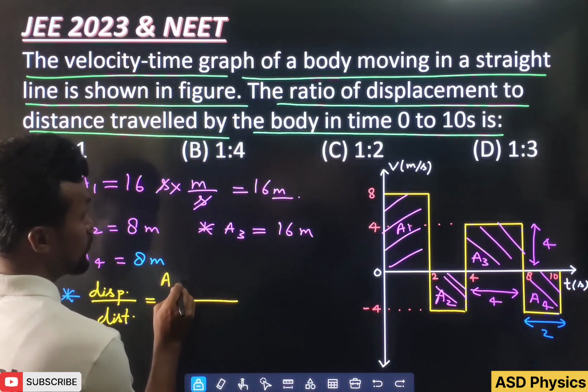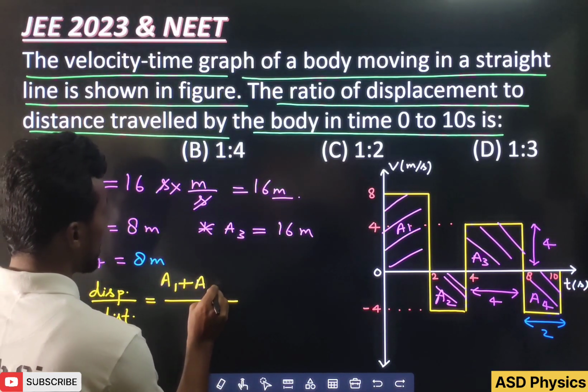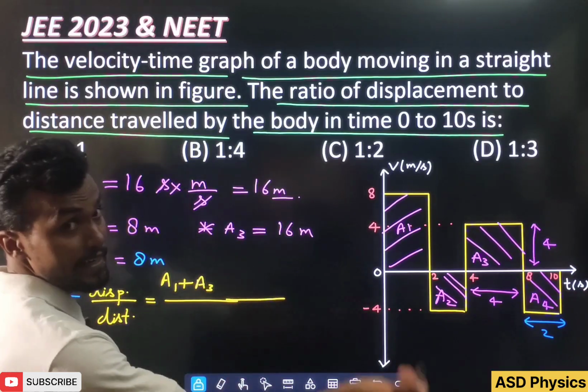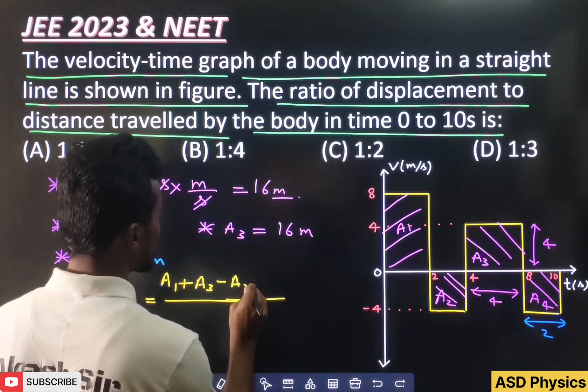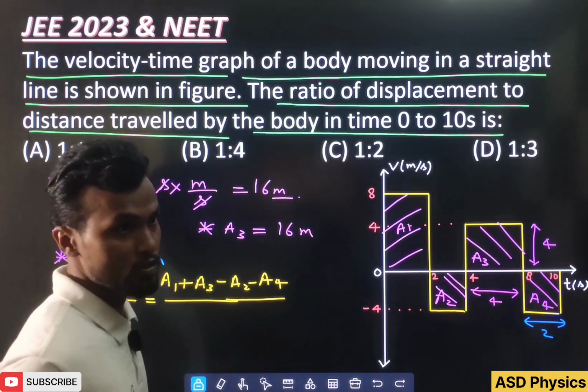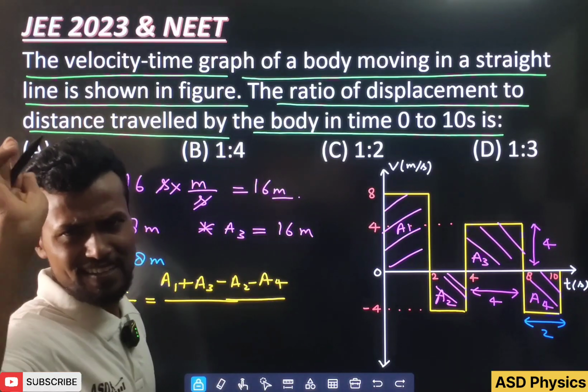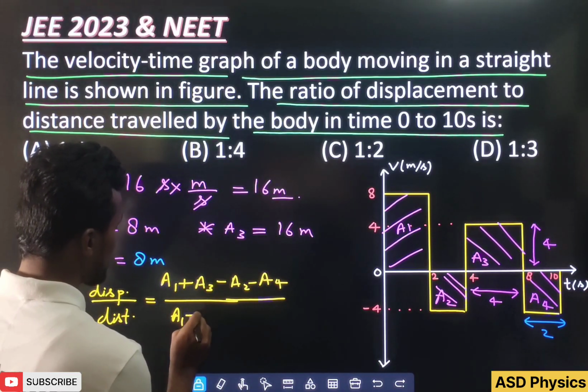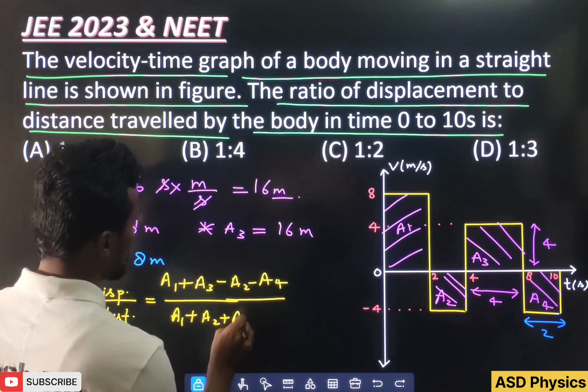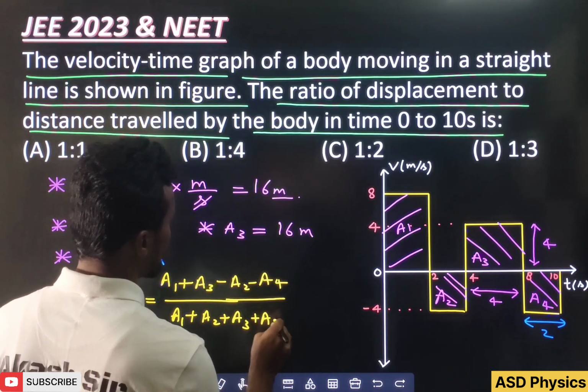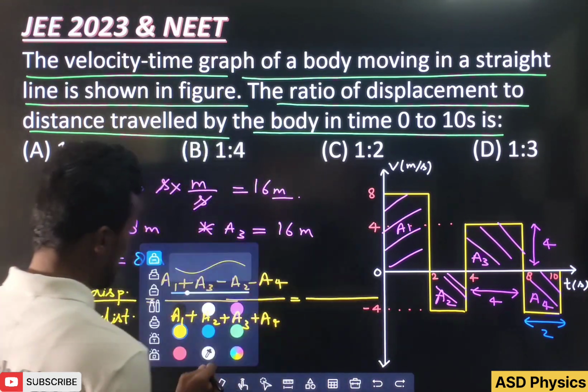So which area is positive? A1 plus A3 positive. Which area is negative? Downward is negative: minus A2 minus A4. But for distance, all areas are positive, okay? So we can write here A1 plus A2 plus A3 plus A4. Very easy. So when we write here, what will come?